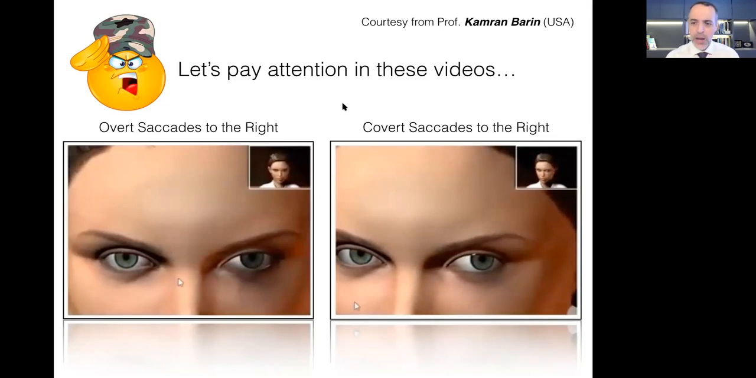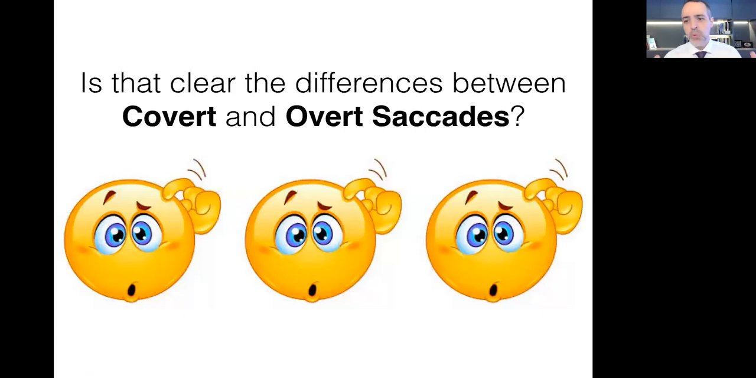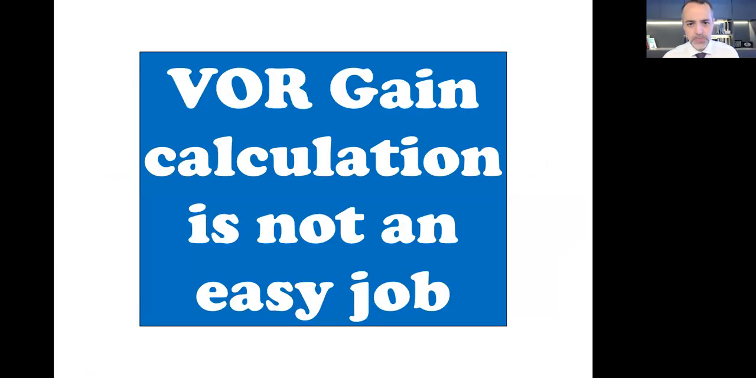You saw a cover saccade. You saw a saccade that happened while you're moving your hand. And this saccade you would not be able to see before, right? So this is what we call cover saccades. It's very important for everybody to understand the difference between cover and overt saccades.